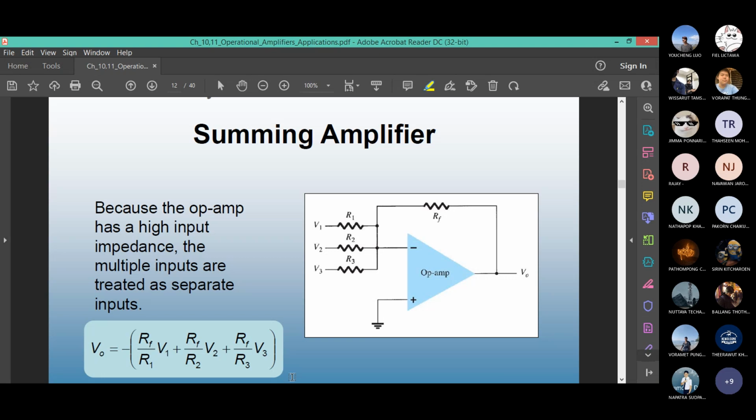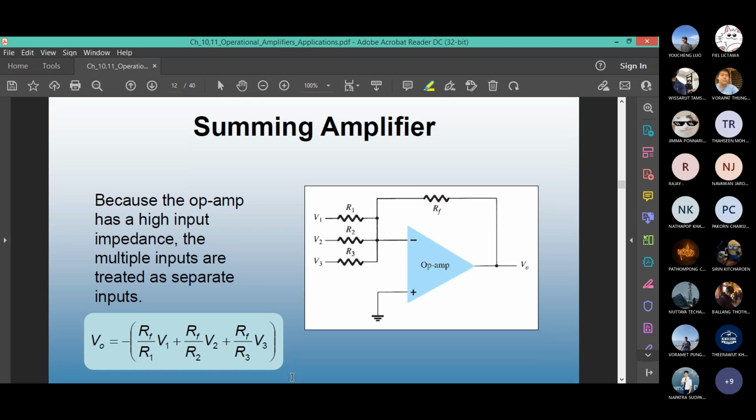It is not limited to just 3 or 2 inputs. You can have many inputs. They will all be treated separately. If you are given an equation of an op-amp with 2 or more parameters, it is a summing op-amp where you have more than one input to add.